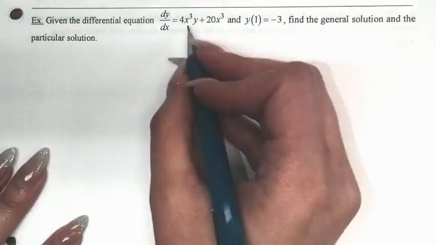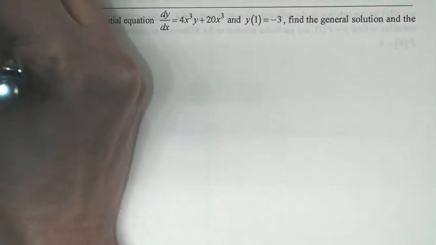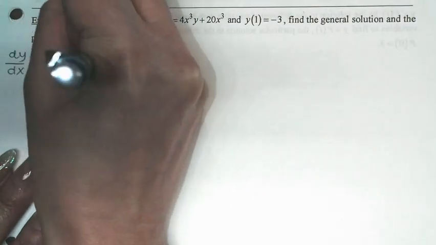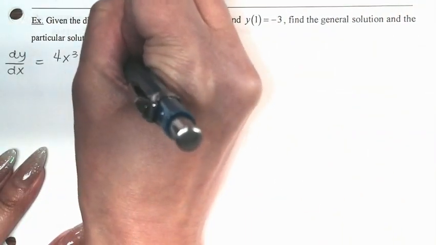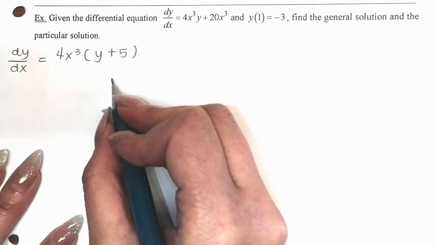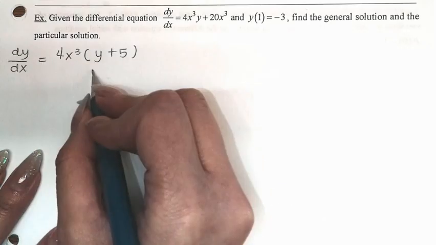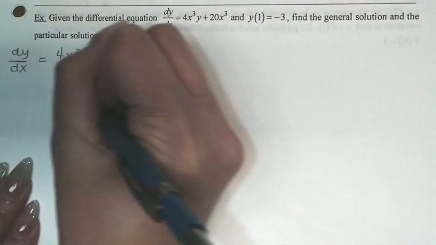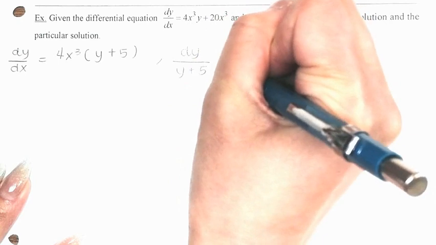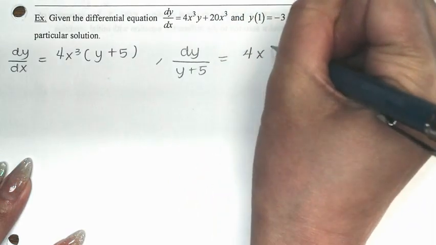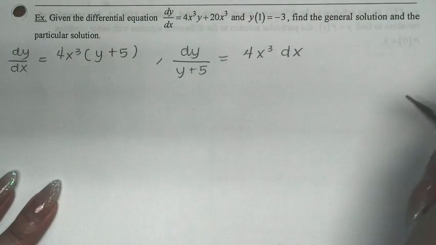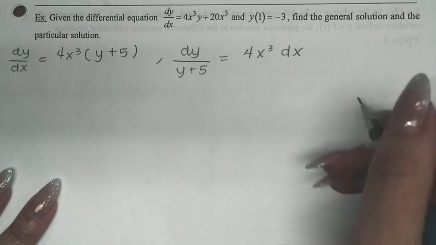Therefore, we need to take out a common factor. If I take the common factor of these two terms, you can see that 4x cubed is the common factor. Therefore, you have y plus 5 as your equation now. This looks much more user-friendly, and I can do separation of variables with this equation. So I have dy divided by y plus 5 equal to 4x to the power of 3 dx. With this being said, what are we going to do now?